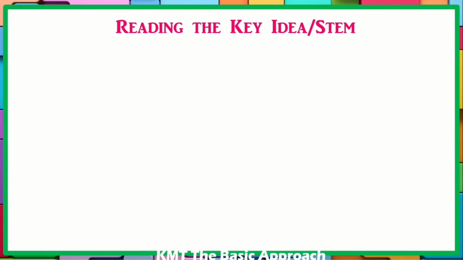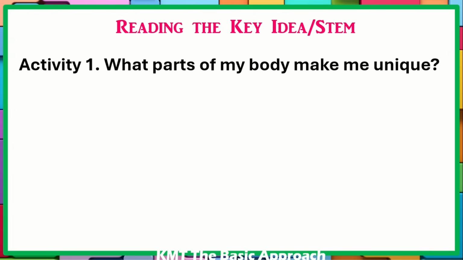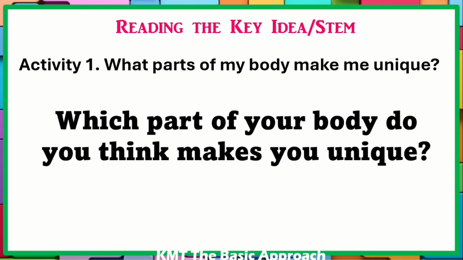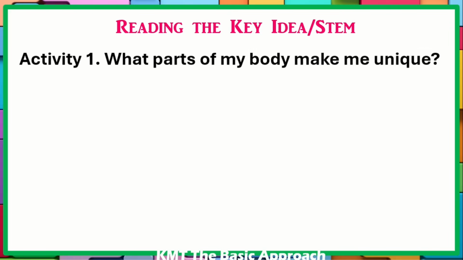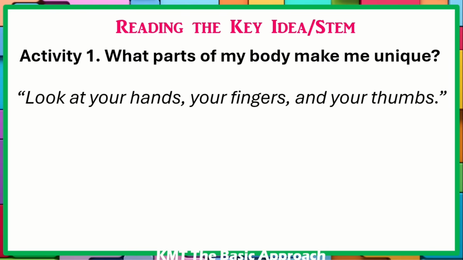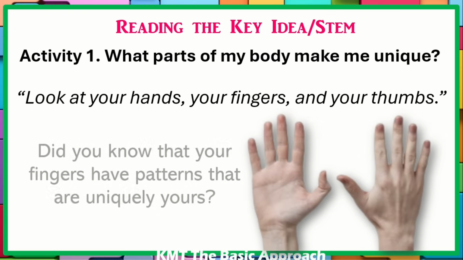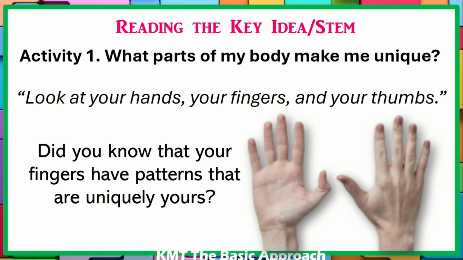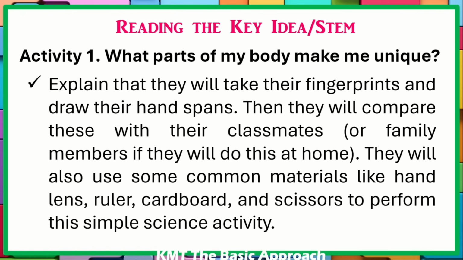Reading the key idea or STEM. Activity 1. What parts of my body make me unique? Can you answer? Which part of your body do you think makes you unique? Look at your hands, your fingers, and your thumbs. Did you know that your fingers have patterns that are uniquely yours? Now, this part of the activity is to be guided by your actual teacher.